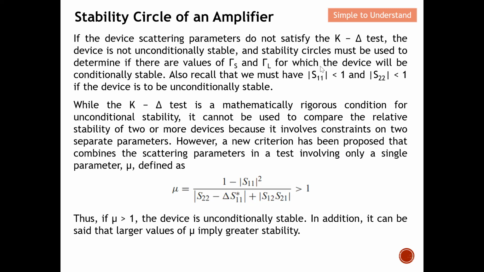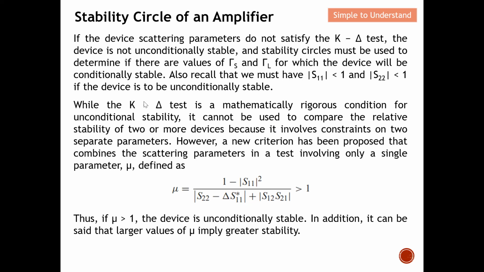Basically, we must also meet this criteria in order for them to be stable, which means that the magnitude of S11 must be less than 1, and the magnitude of S22 also must be less than 1. So basically, with all these conditions, the device will be unconditionally stable. Remember, besides the K and the determinant of the scattering matrix, we also need to ensure these two things, then we can declare that the amplifier will be unconditionally stable.